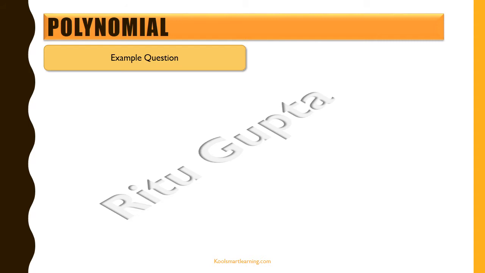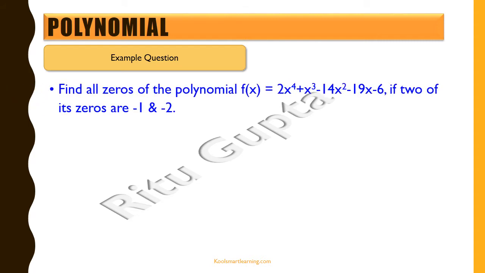Now let's take an example question on how we use this division algorithm. We need to find all the zeros of this polynomial f(x) equal to 2x raised to power 4 plus x cube minus 14x square minus 19x minus 6, if two of its zeros are given as minus 1 and minus 2. So we can say x plus 1 and x plus 2 are factors of this given polynomial. So we can find the product, and since each of them is a factor, the product will also be a factor of this given polynomial.